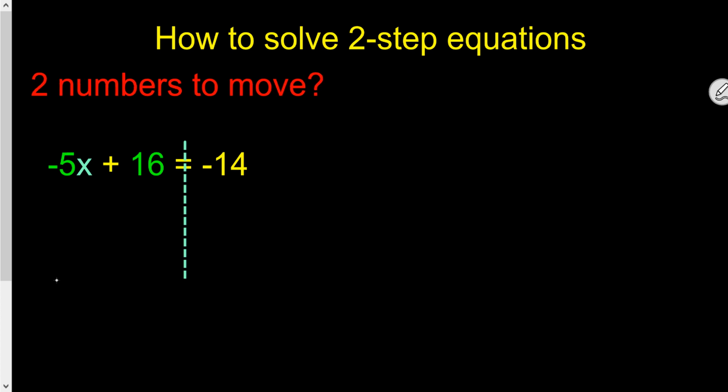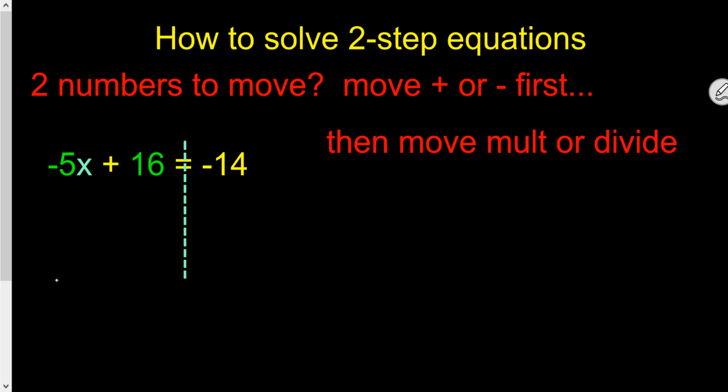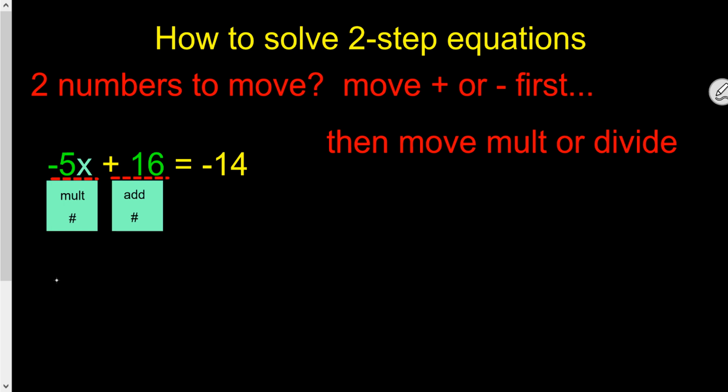How do we get rid of them? Well, we're going to use the inverse operations. We're going to do the opposite, but which one do we get rid of first? It's got to be the add or subtract number, and then we'll move the multiply and divide number. So let's go identify the numbers. That negative 5 is sitting right up against the x, so that's a multiplication. Okay, when it's sitting right up against it, that is multiplying. The 16, you can see the plus sign right in front of it, so that's your add number, and that's the number we have to get rid of first.